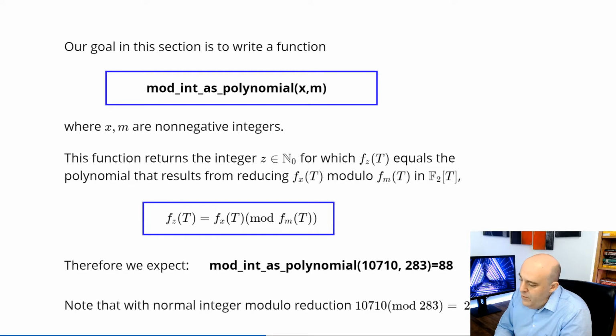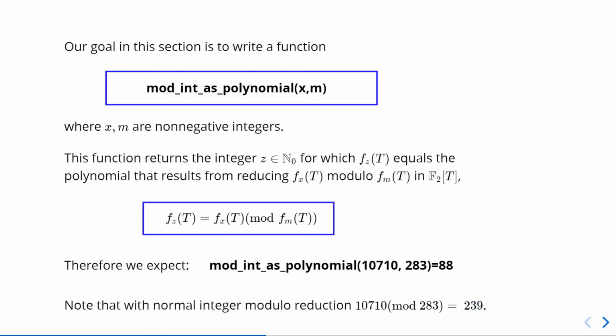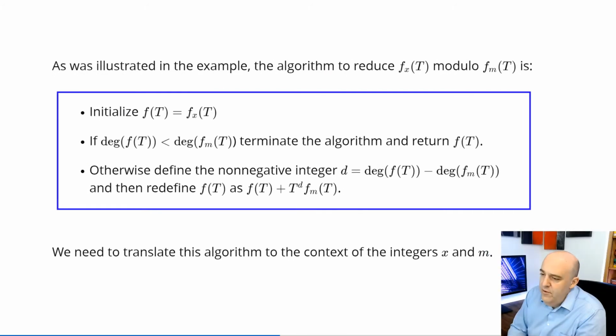So we expect that if we put 10,710 in for x and 283 in for m, we should get 88 out, right? We'll test that later. And notice this is not normal modulo reduction. Normally, if we take 10,710 and mod it by 283, we get 239. So we really are defining some new operations here.